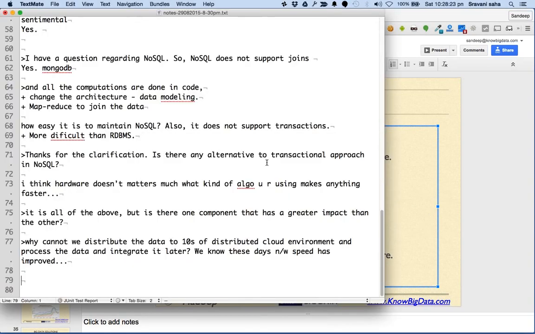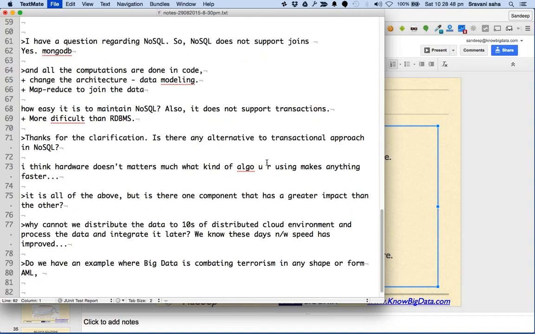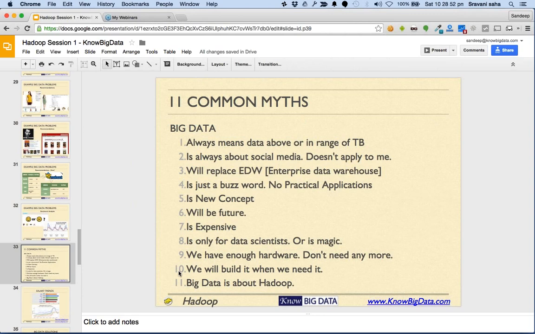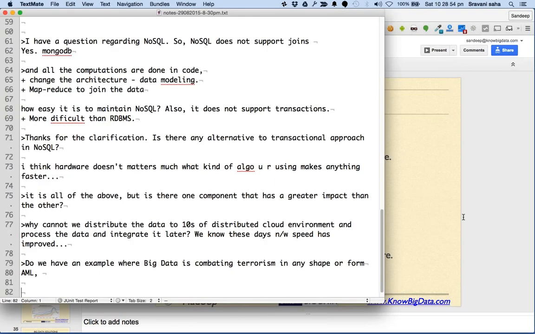Now, there are a few questions let me answer. First one is, do we have an example where big data is combating terrorism in any shape or form? There are many systems as of today combating terrorism, starting with tools like AML, which is anti-money laundering, and there are many more which try to figure out terror-like activities which can be predicted upfront.